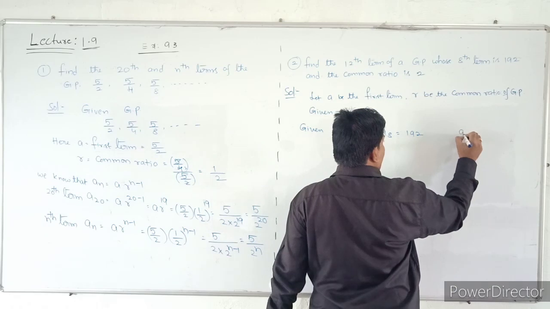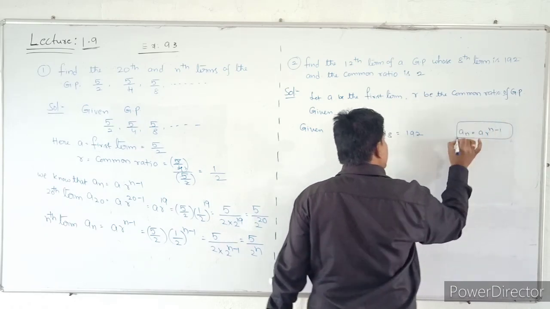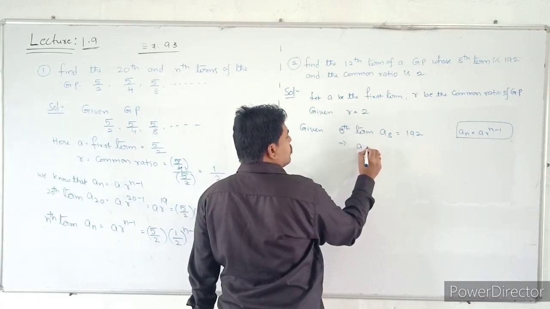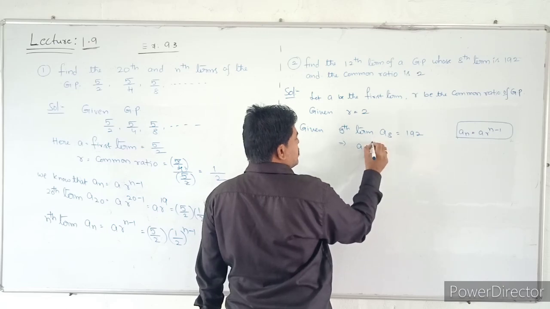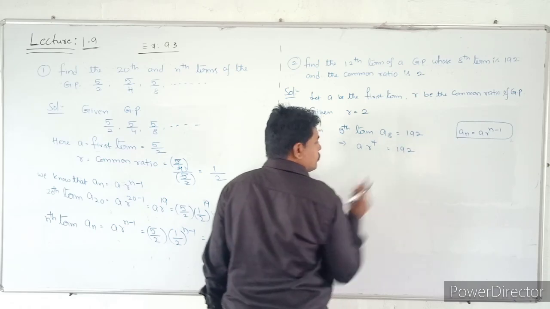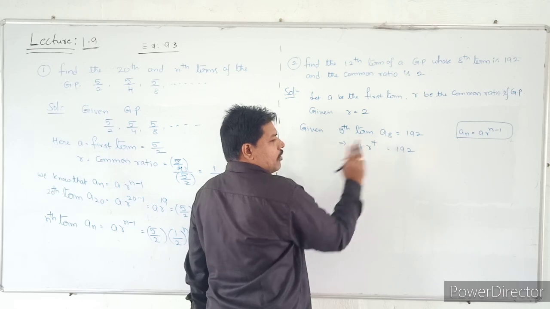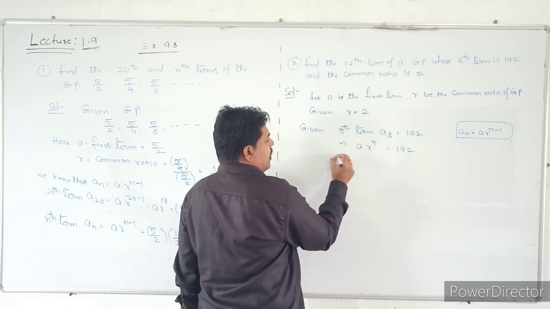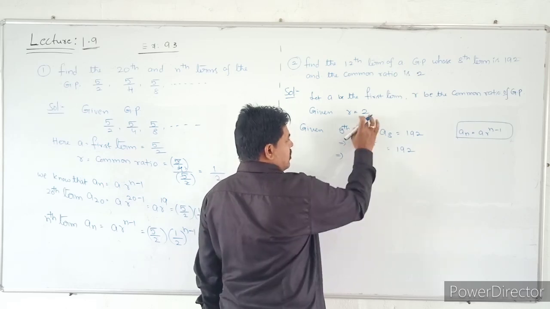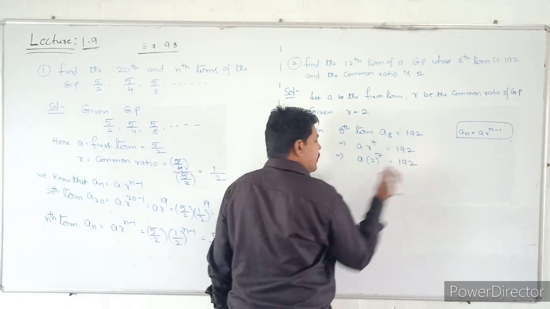So we already know the formula. A n is equal to A into R power n minus 1. So we can use the formula here. A8 will become A into R power 8 minus 1, it will become R power 7. So that is equal to 192. A into R power n minus 1, n is 8, n minus 1 will become 7 only. So we don't know what the A value is. A into R, R is nothing but 2, so that is 2 power 7. So that is equal to 192.